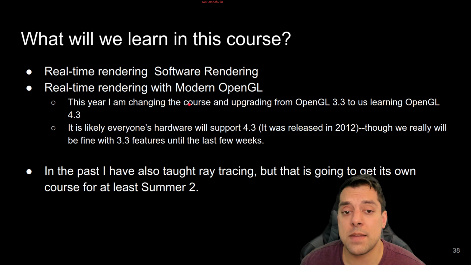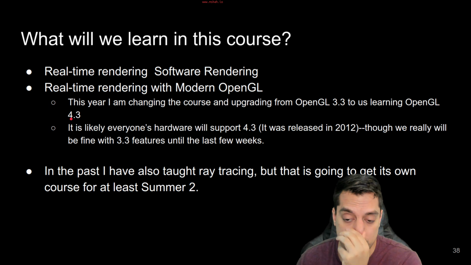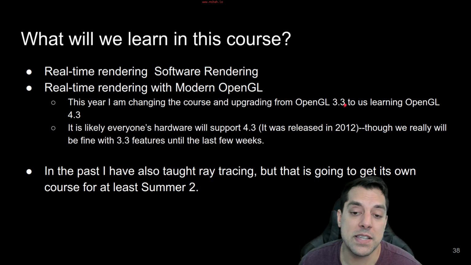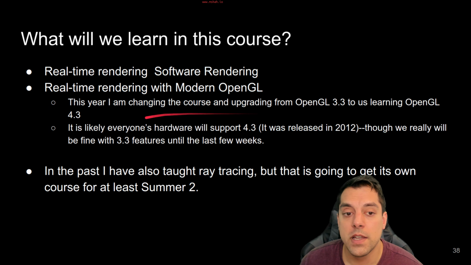And with that said, I'm going to try to upgrade the course towards the end of the course to using OpenGL 4.3, which is a more modern version of OpenGL. Typically your phones and most of your desktops and games are sort of in 3.3, maybe version 2, that sort of world. But 4.3 has been out for almost 10 years.